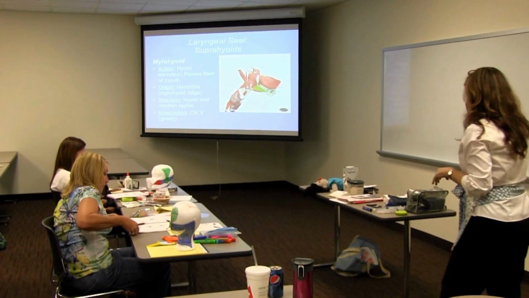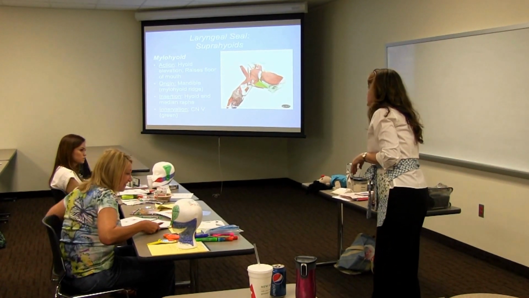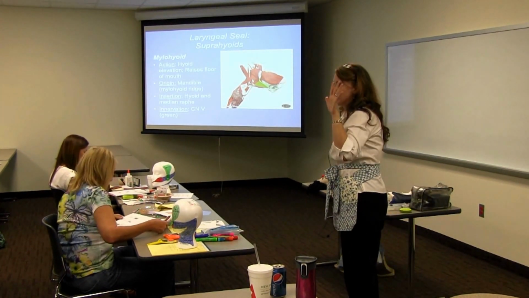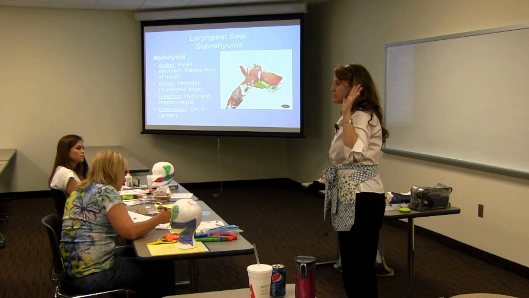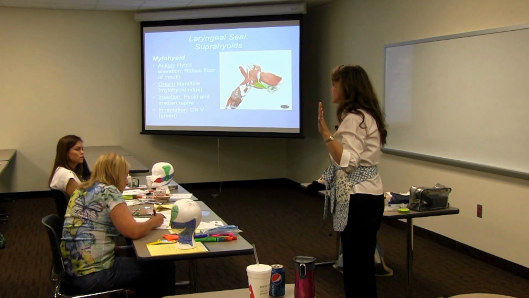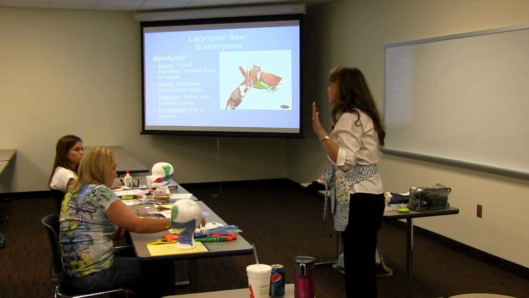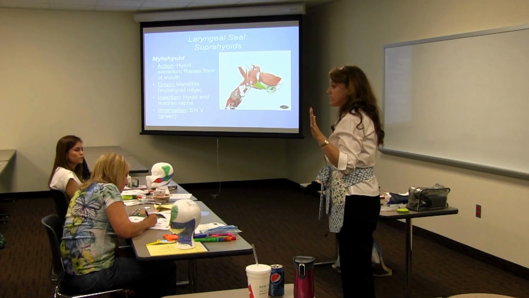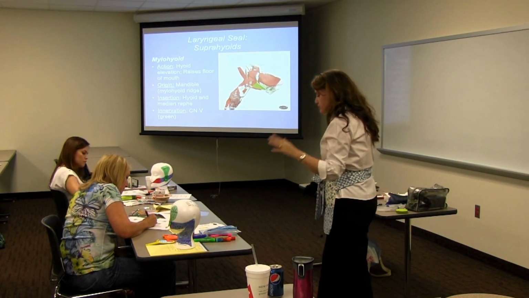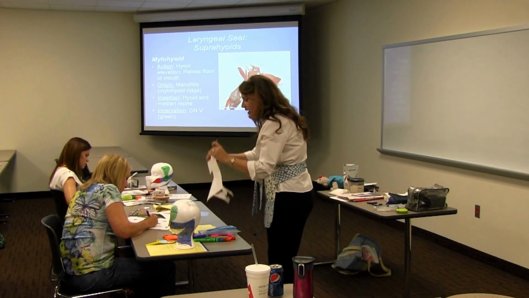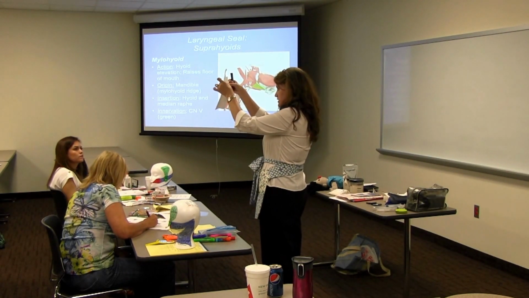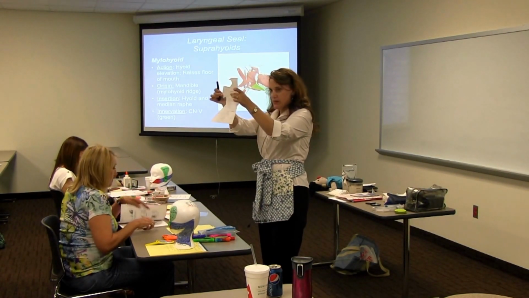So, let's look at it here. What is the innervation? 5. A different cranial nerve. Which one is 5? Trigeminal. So we need green. Okay? So your mylohyoid is on here, right about there.